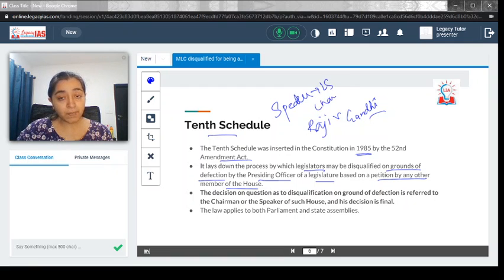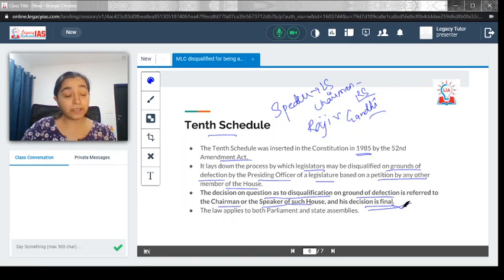So any member of the house could raise a concern that this person has been going against the ethos of the anti-defection law, and the presiding officer could decide. The decision on the question as to disqualification on the ground of defection is referred to the Chairman or Speaker of such house, and his decision is final. Now this is an important thing, that the disqualification under the anti-defection law is decided by either the Speaker or Chairman of the respective house, and in that case their decision is final.